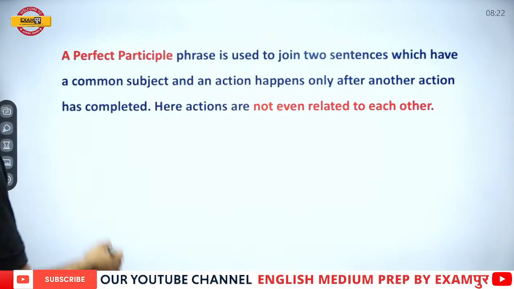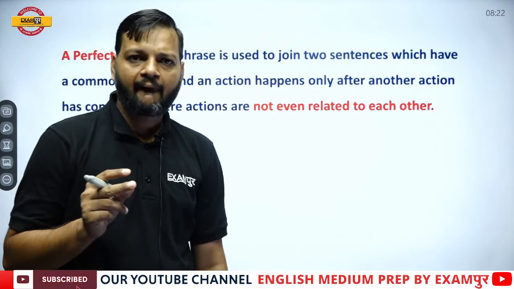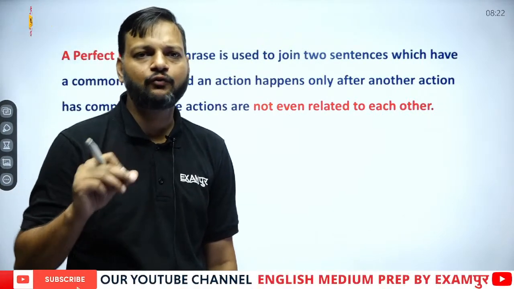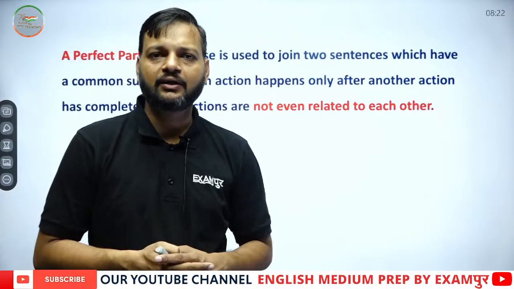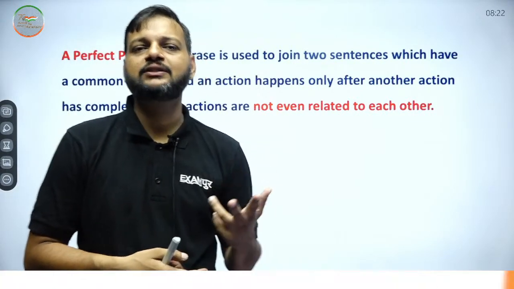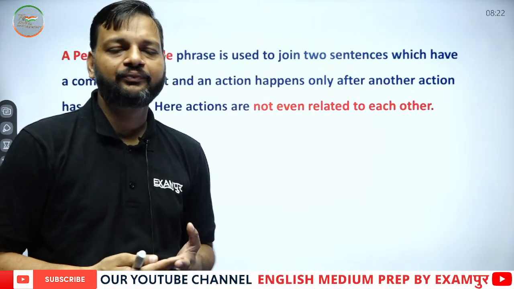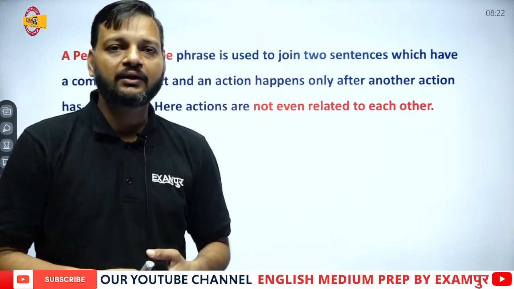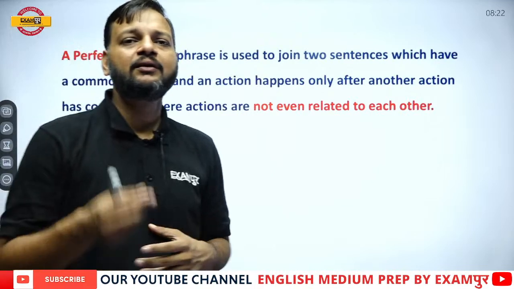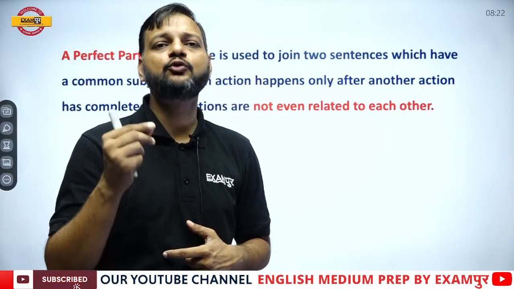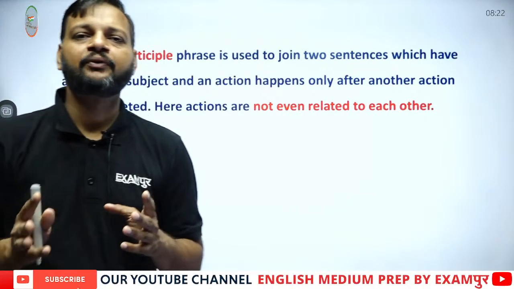Now this was about present participle. Let me tell you one more time that we can use a present participle to join two sentences, but there are two conditions. Why am I repeating this again and again? Because this is very important. In present participle, subjects need to be common and both the actions must be simultaneous or closely related.